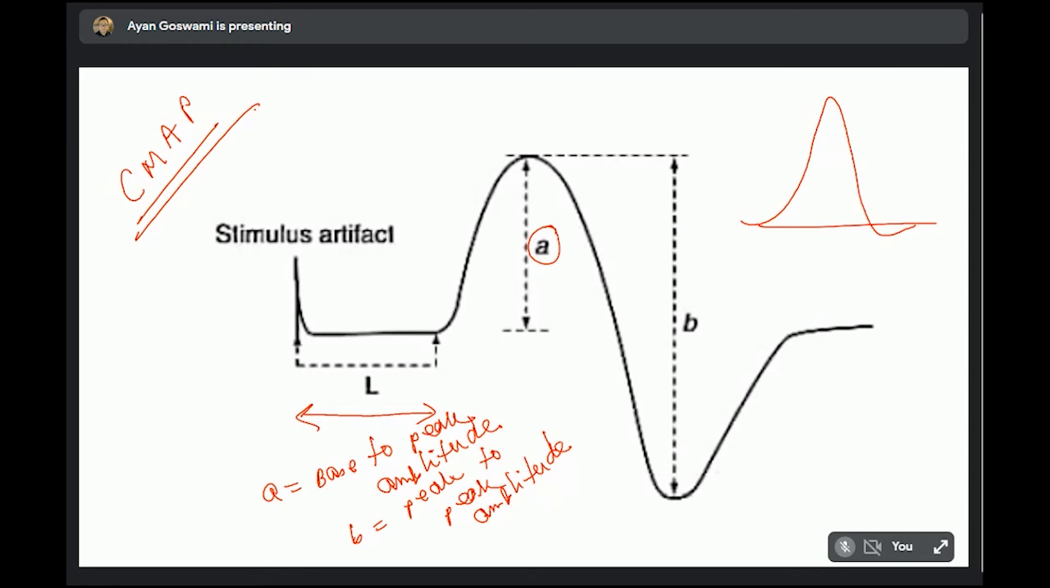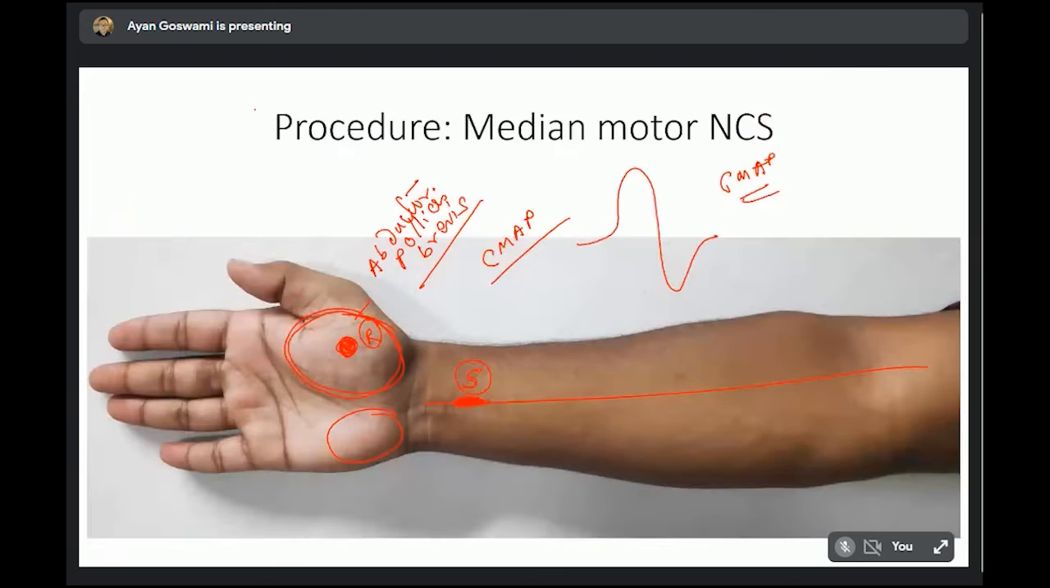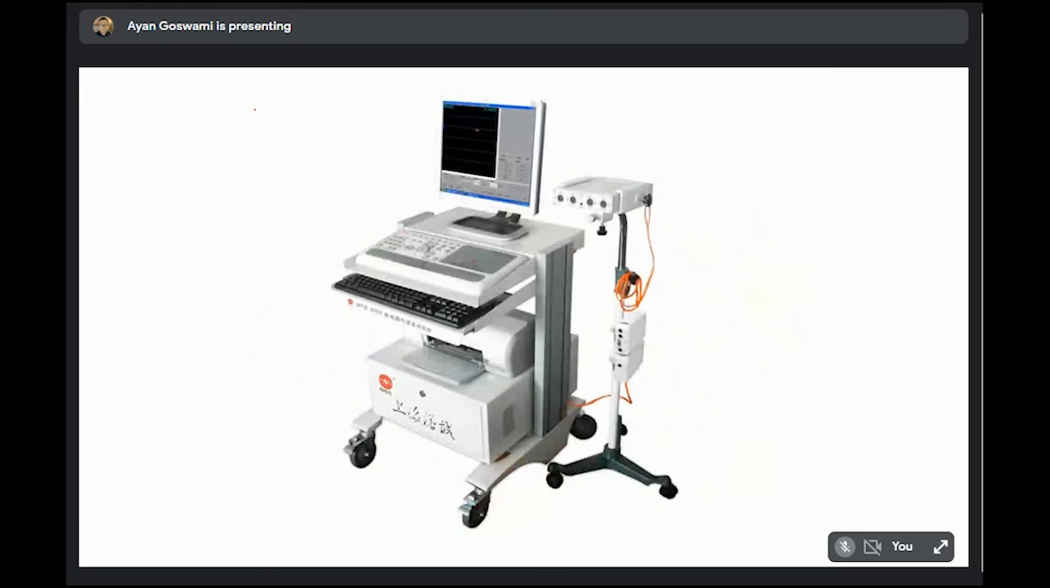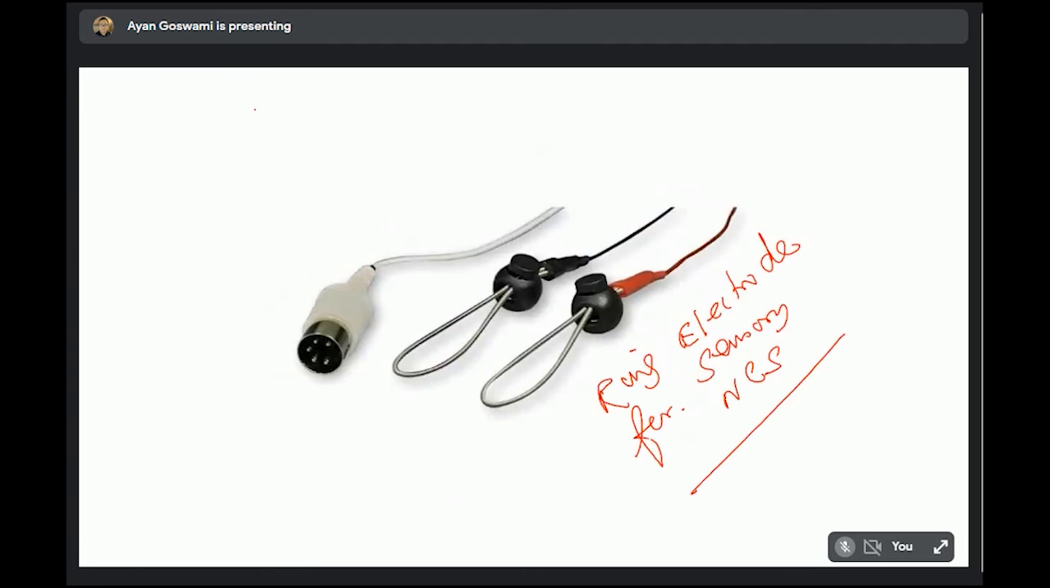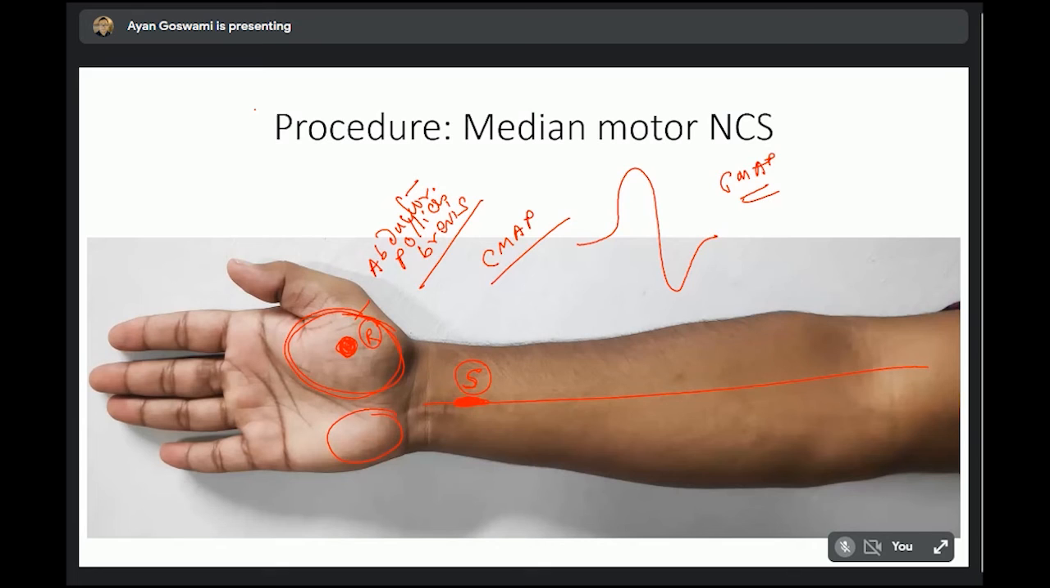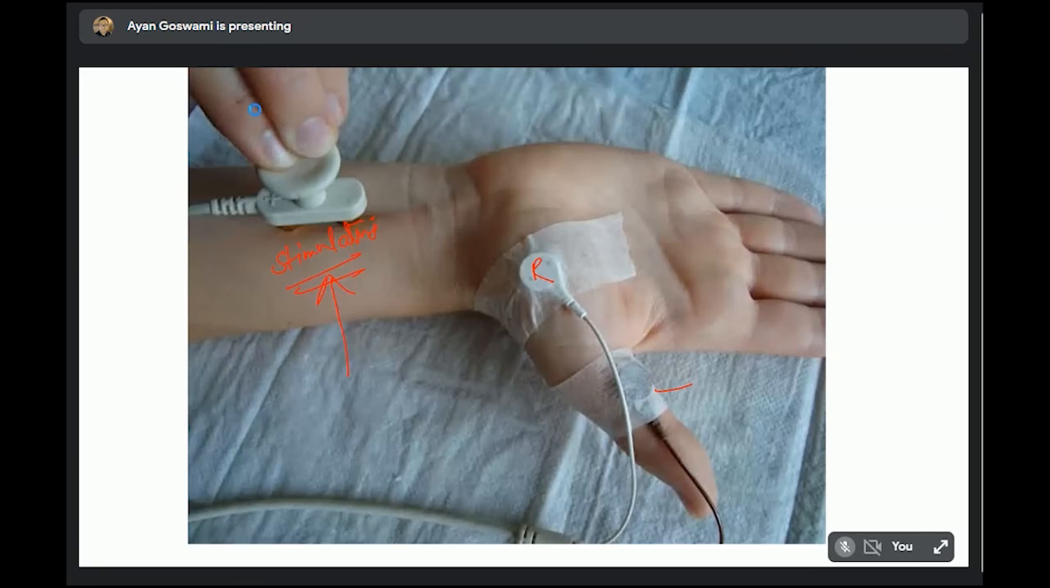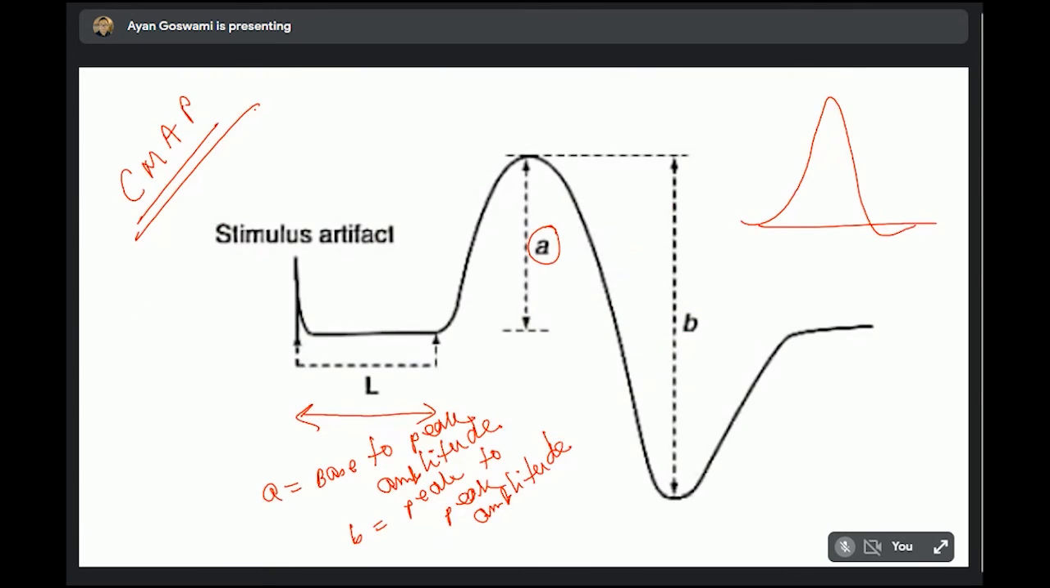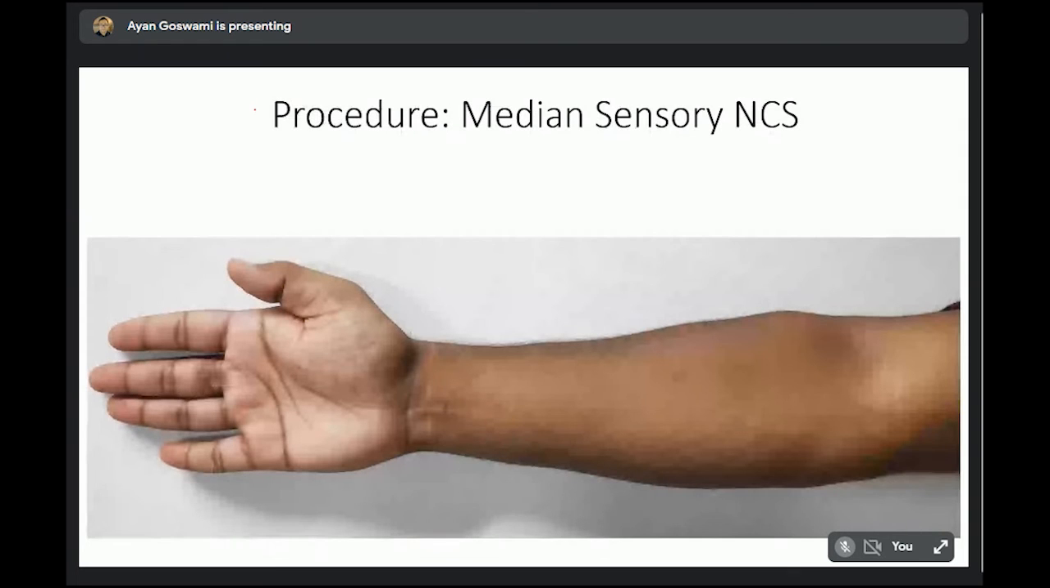Okay, now these are the parameters: the proximal latency, the distal latency, base to peak amplitude, and peak to peak amplitude. All these are given by this machine. The machine gives you all the results, all the parameters. So we have discussed median motor nerve conduction study, right? Now the sensory nerve conduction study as well.